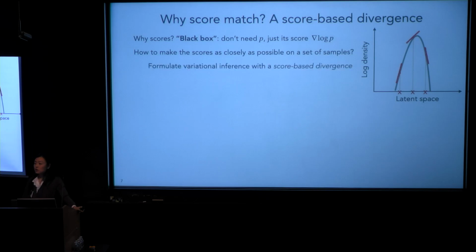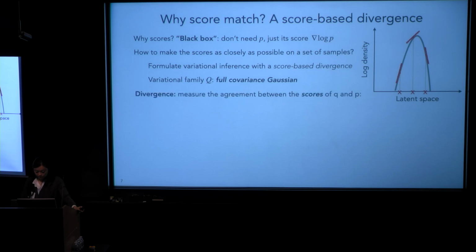And so what we're going to do is formulate variational inference using a score-based divergence. In particular, in this current discussion, I'm going to assume that our variational family is a full covariance Gaussian. And we'll define the following divergence to measure the agreement between the scores of our variational density Q and our target P. It looks like the following.